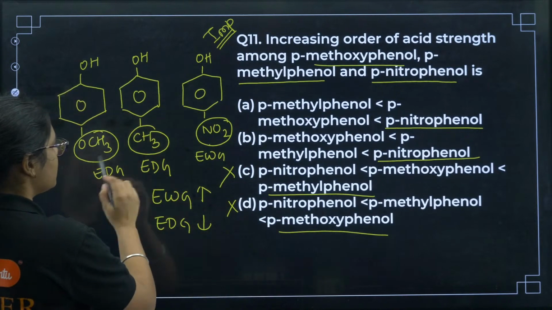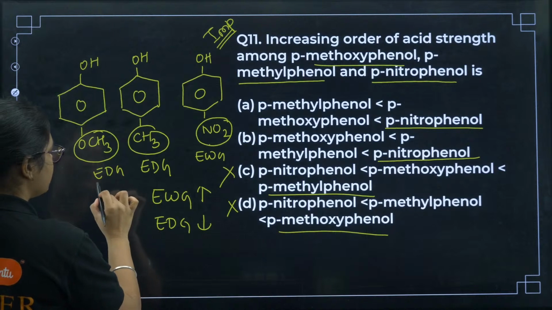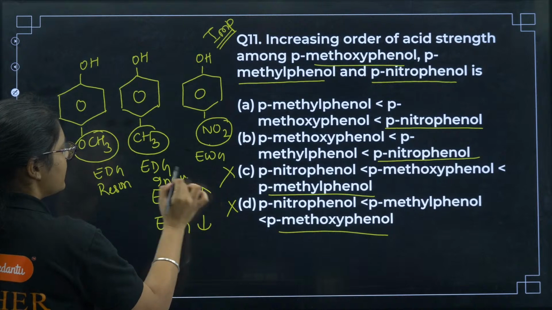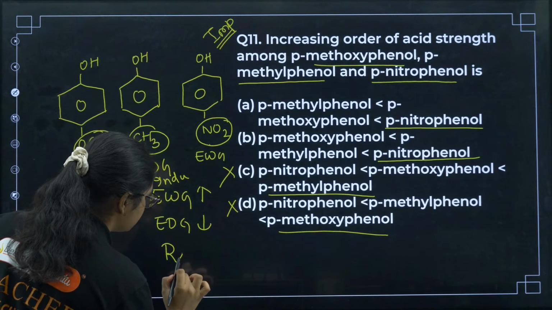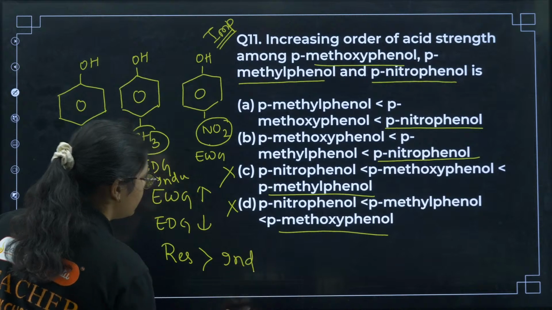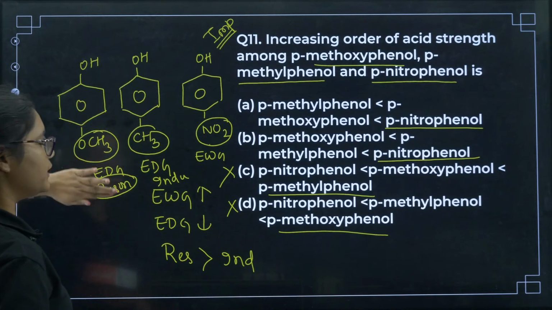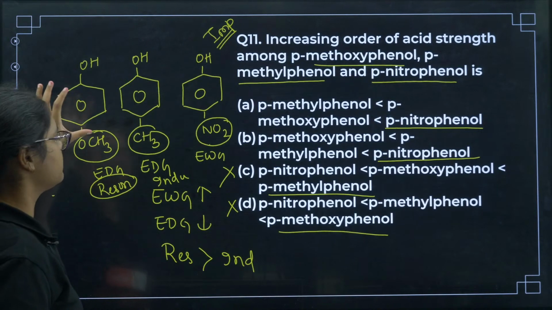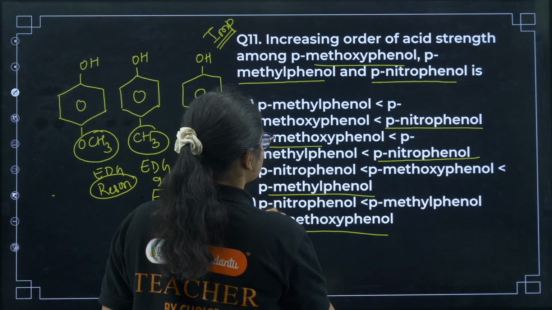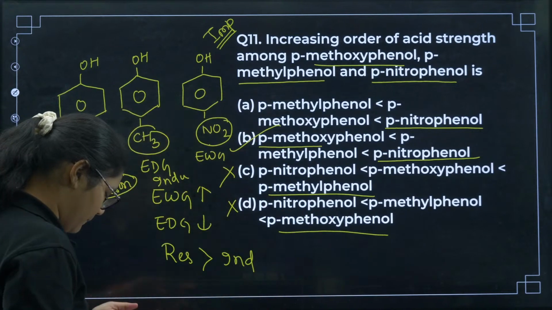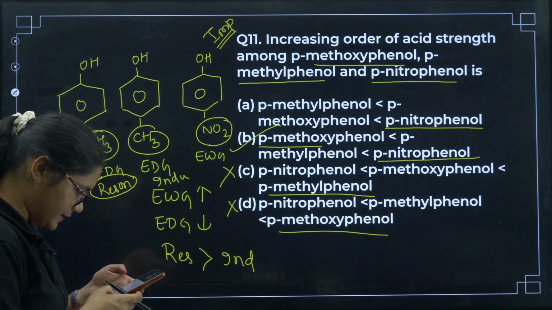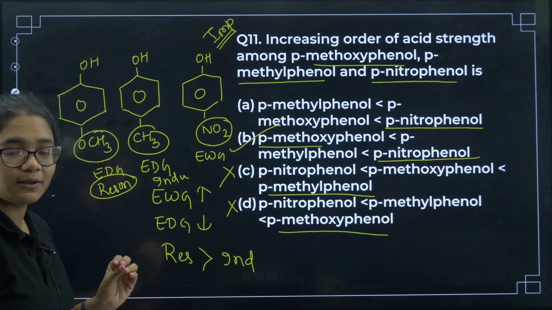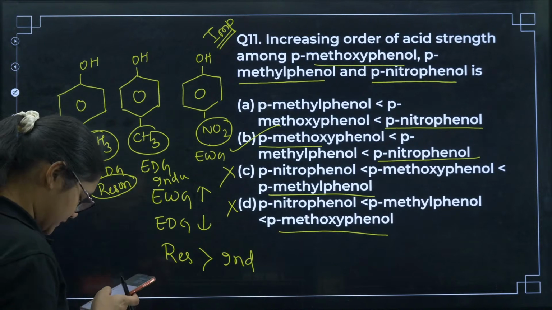Okay, now coming to the next option. This one donates by resonance, and this one donates by inductive effect. You know the resonance effect is more dominant than the inductive effect. So that means this will donate more. If it donates more, it will decrease the acidity to the least. So here we have para-methoxyphenol as the least. The correct answer is option B. I hope this is clear. This type of acidity order based questions are very, very important and can be expected, so please practice this one.